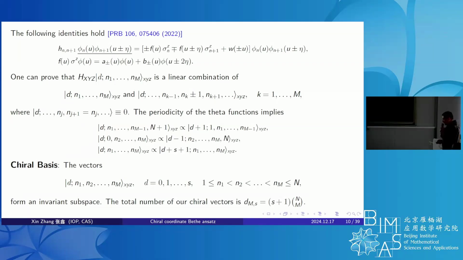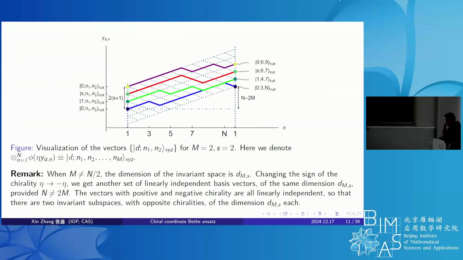It means the Hamiltonian acting on each vector is a linear combination of this set of vectors. So how many vectors are in this set? The total number of vectors in this set, which we call D M of S, is S plus 1 times the binomial coefficient, selecting M from N.